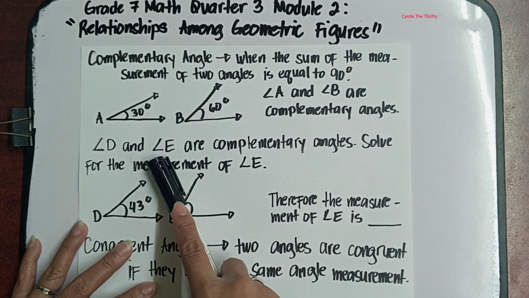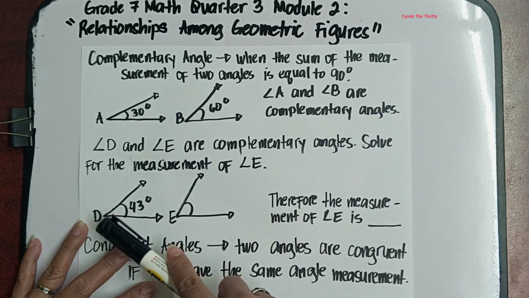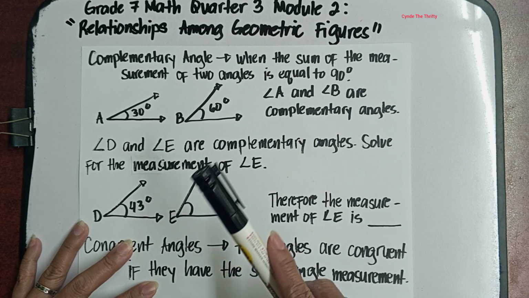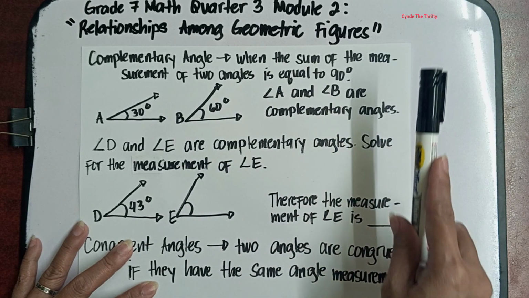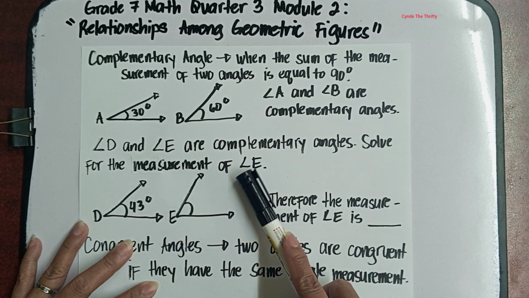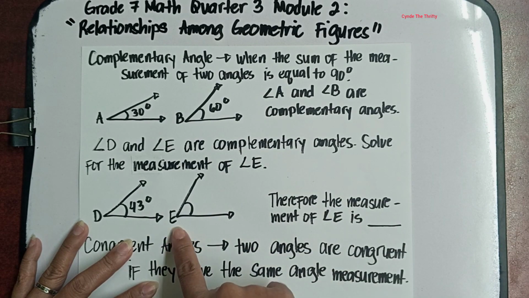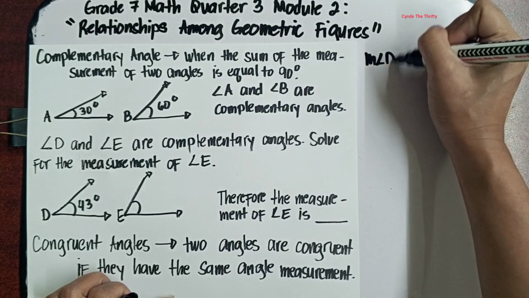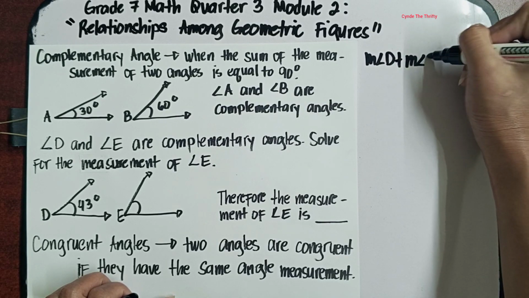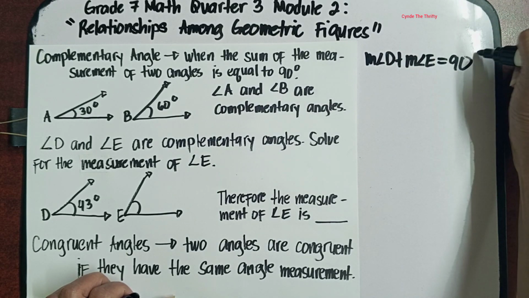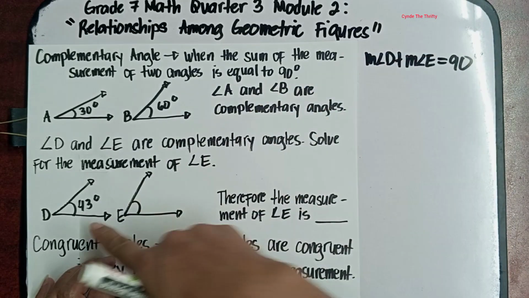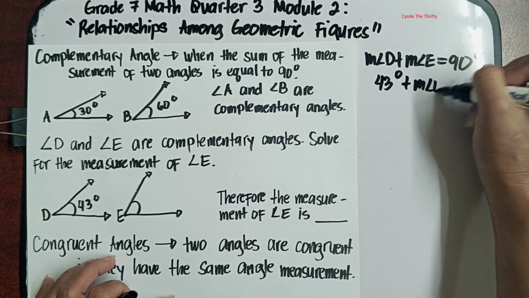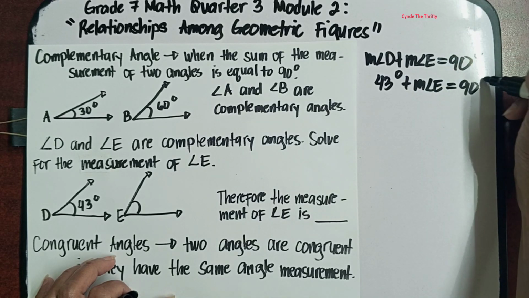Angle D and angle E are complementary angles. Okay, so si angle D daw at si E, complementary sila. Ibig sabihin, ang total sa sukat ng kanilang angles is 90 degree. Solve for the measurement of angle E. Okay, so isolve natin ang measurement sa angle E. So, measurement of angle D plus measurement of angle E is equal to 90 degree. Okay, so measurement of angle D natin is 43 degree plus measurement of angle E is equal to 90 degree.